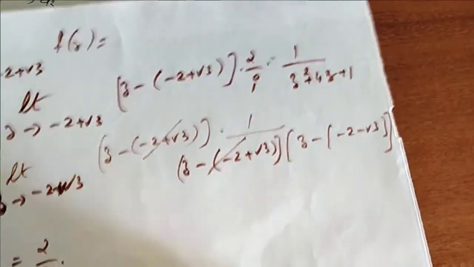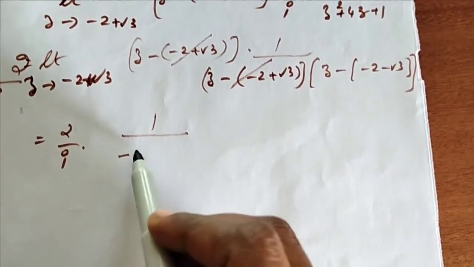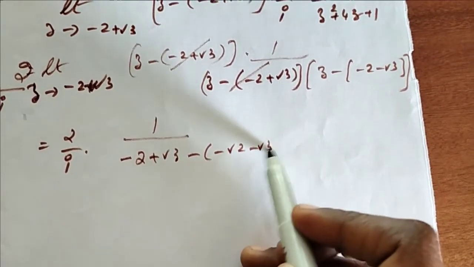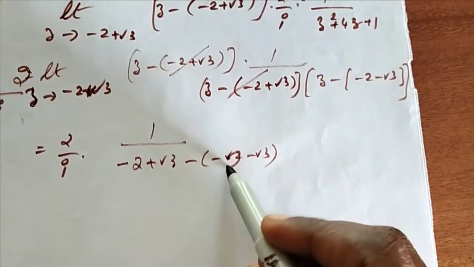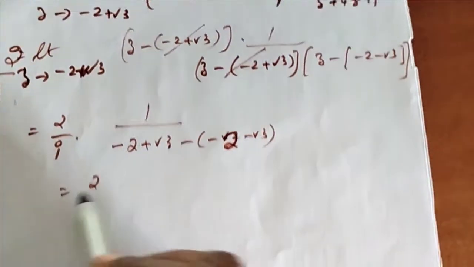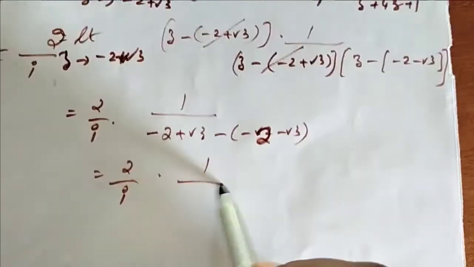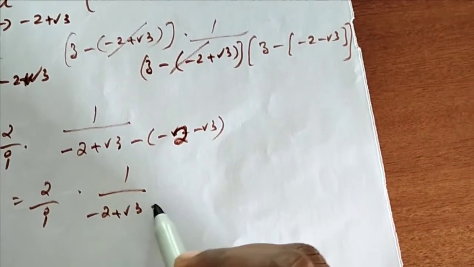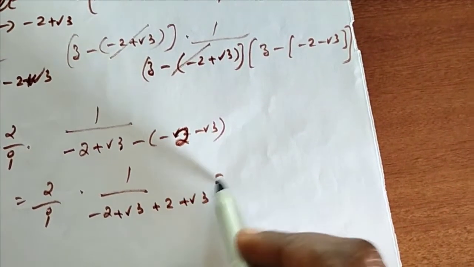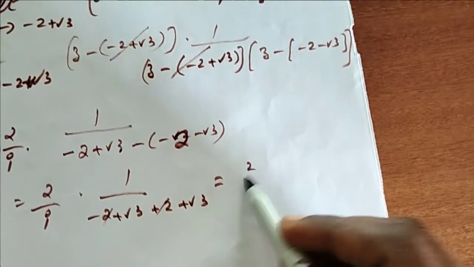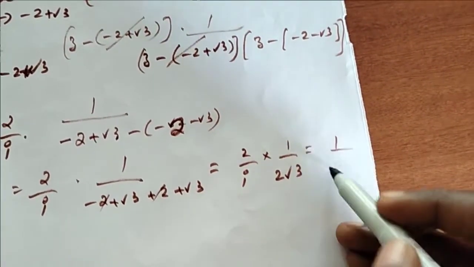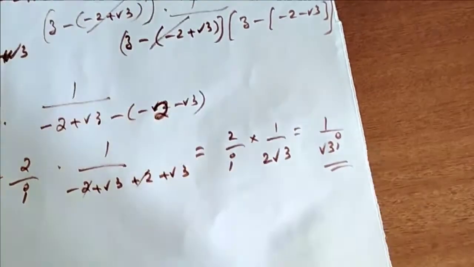Then 2 by i into, here put the value in the place of z: minus 2 plus root 3, minus of minus 2 minus root 3. So it will be 2 by i into 1 by minus 2 plus root 3 plus 2 plus root 3. So 2 cut out: 2 by i into 1 by 2 root 3. It is 1 by root 3 i.